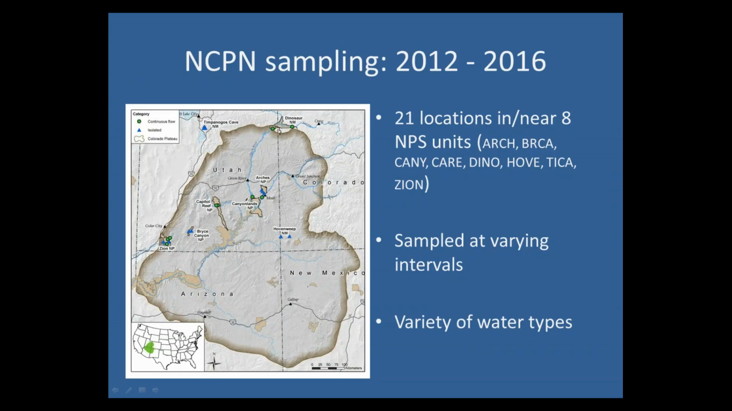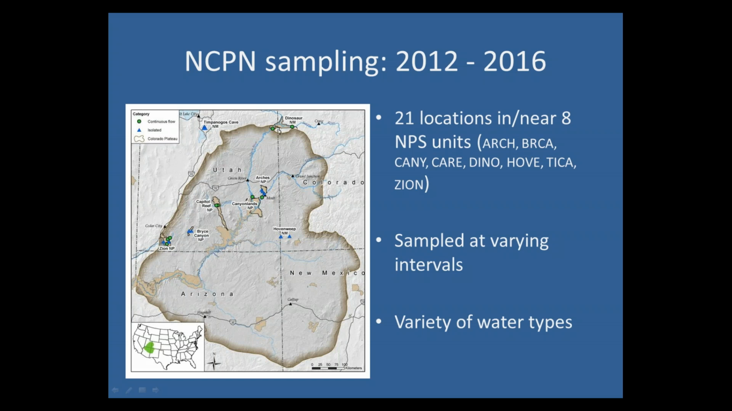So that's sort of a broad overview of the project that's available through EPA Region 8 for networks and national park units. And now I want to talk more specifically about what we've done in the Northern Colorado Plateau Network. And I'm just going to look at a subset of our data from 2012 through 2016.